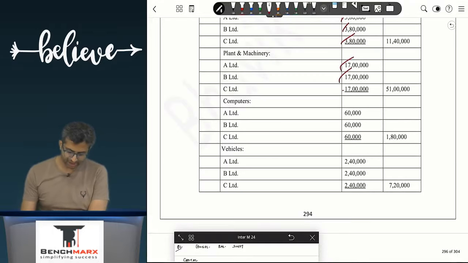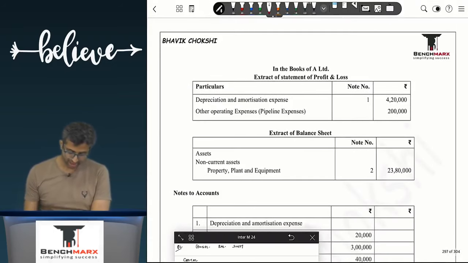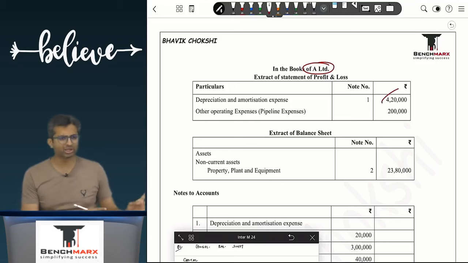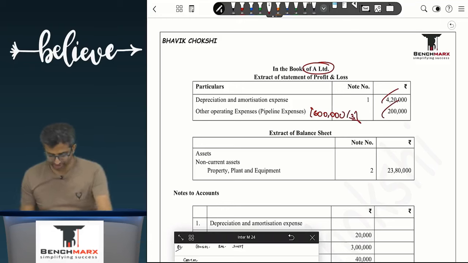We have said individual share 17,17,17. Computer 60,60, 2,40,000, 2,40,000, 2,40,000. Extract in the books of A. Depreciation and amortization 4,20,000. Do you understand how 4,20,000 came? Other operating expenses, sir, this is 6,00,000 divided by 3. Question says it goes equally. Okay, so this is 2,00,000. Are we clear with this?